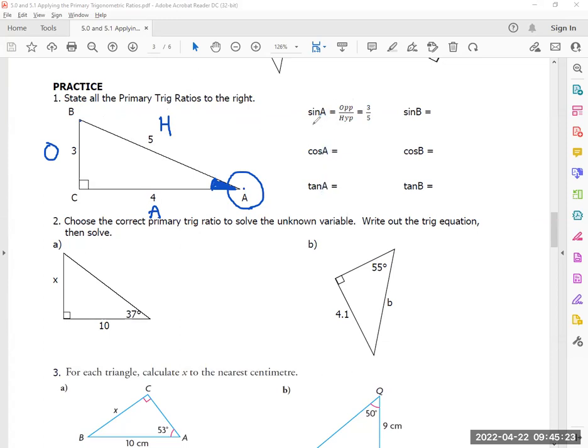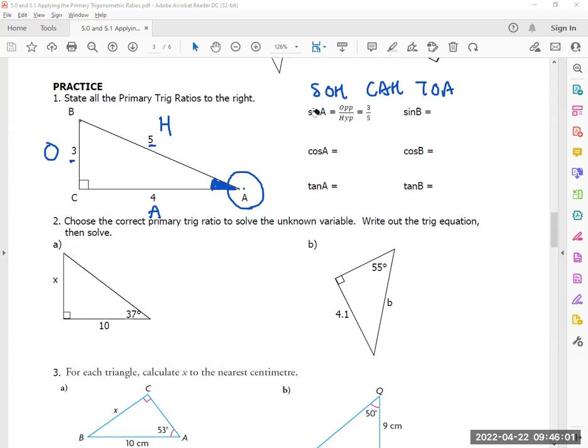Next, sine, if you remember, I'm going to write the mnemonic here because I might forget. SOHCAHTOA. Sine uses opposite over hypotenuse. What's opposite? 3. What's hypotenuse? 5. So that's why I wrote 3 over 5. So basically what I'm saying is if angle A is a certain way, it will give me these two lengths as 3 and 5, or a ratio of 3 to 5.